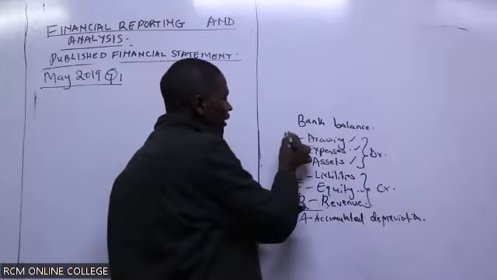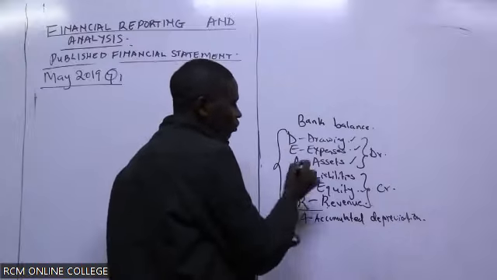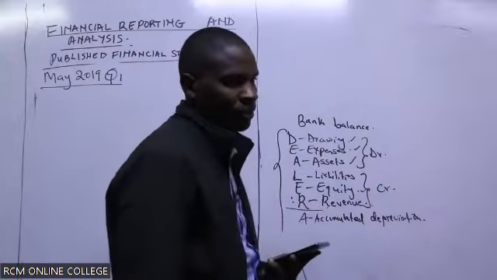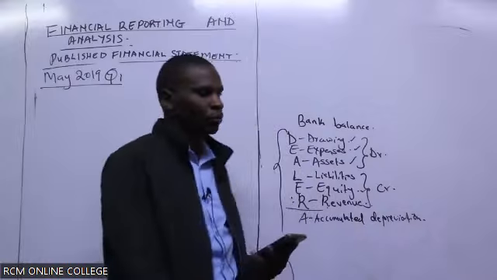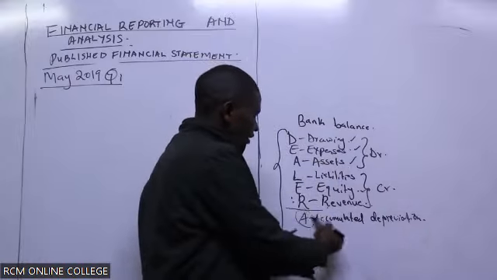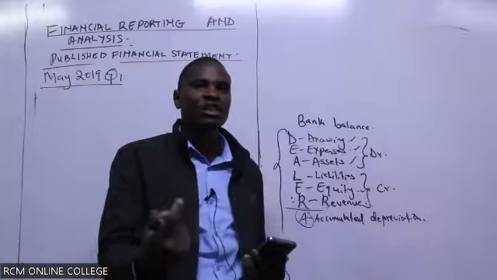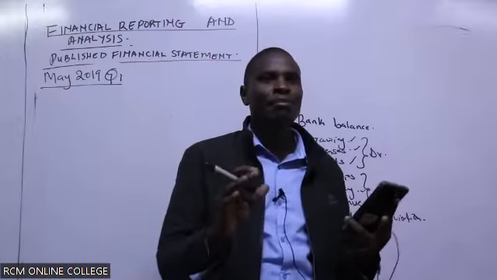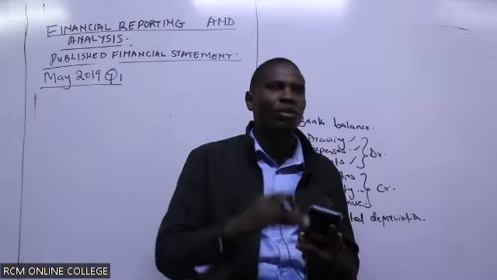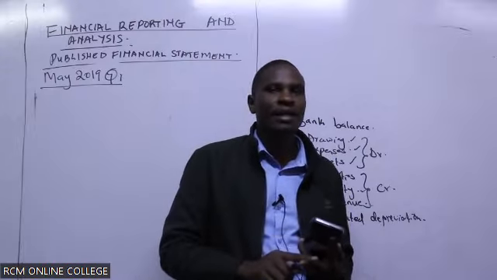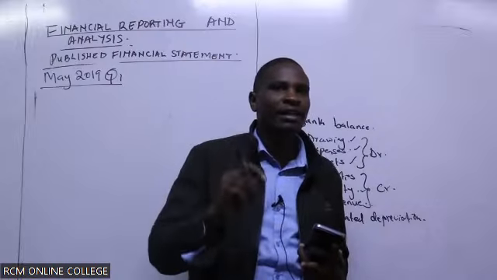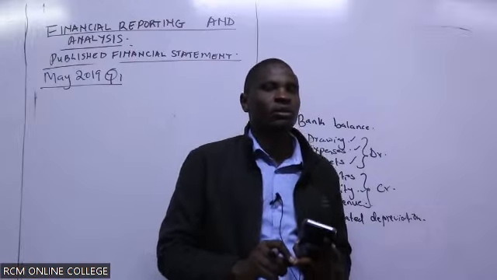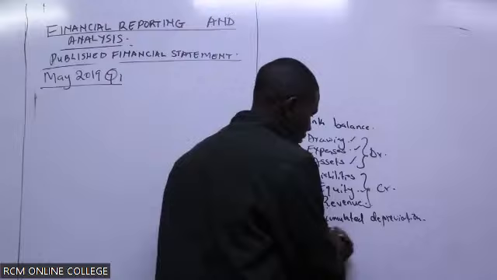So this is golden, please. This is golden for your consumption. We call it a contra. I've added A because of accumulated depreciation. You know, accumulated depreciation, you can take it as an expense, but remember, it is the accumulated. So there is a difference between depreciation and accumulated depreciation. So note that accumulated depreciation.